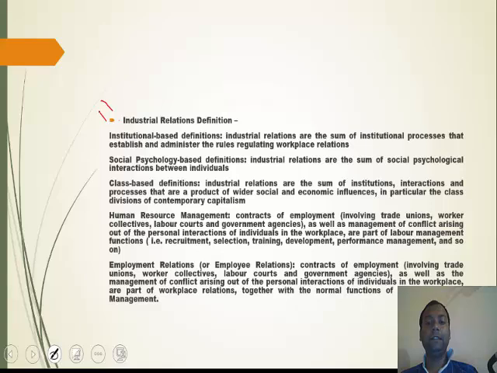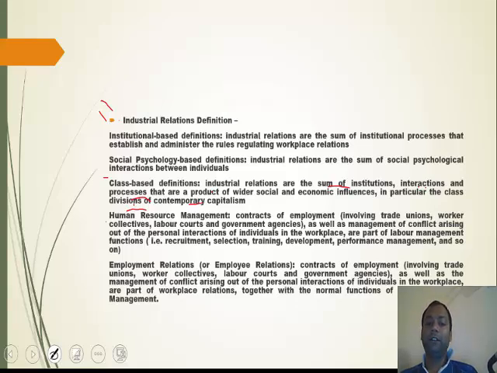The institutional-based definition of industrial relations is that industrial relations are the sum of institutional processes that establish and administer the rules regulating workplace relations. Now the social psychology based definition: industrial relations are the sum of social psychological interactions between individuals. The class-based definition is that industrial relations are the sum of institutions, interactions, and processes that are a product of wider social and economic influences, in particular the class divisions of contemporary capitalism.